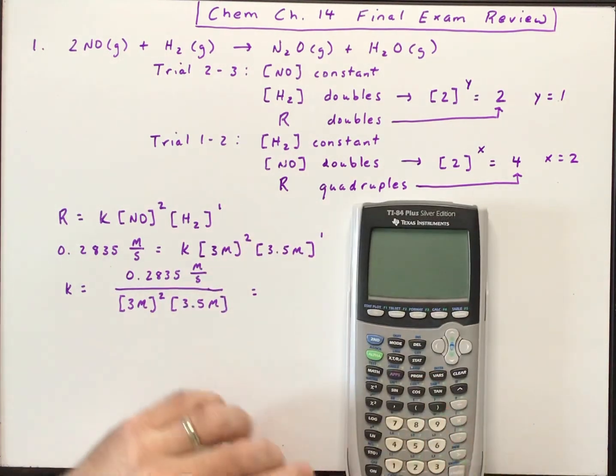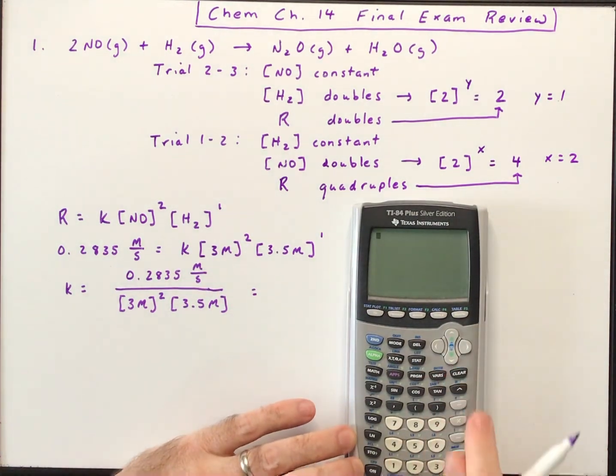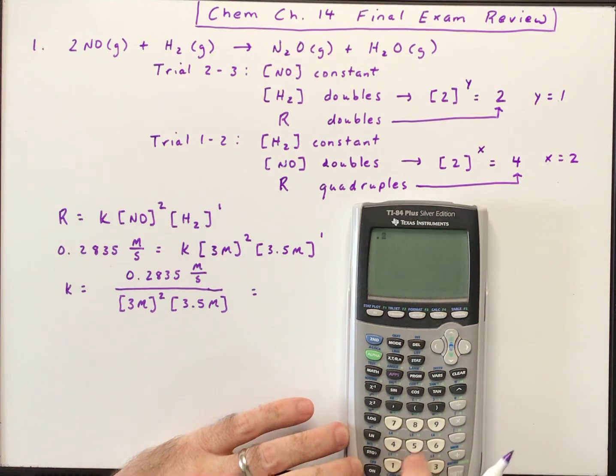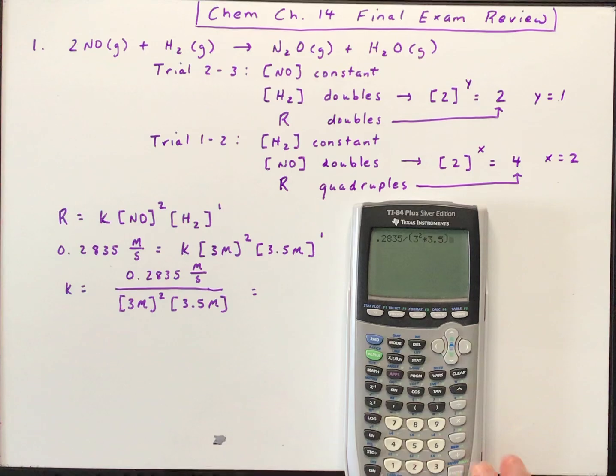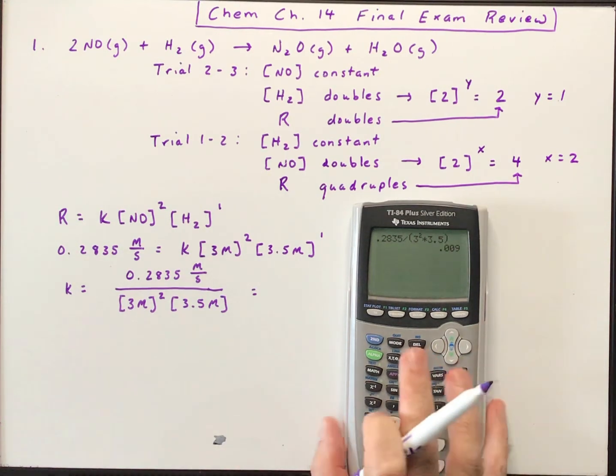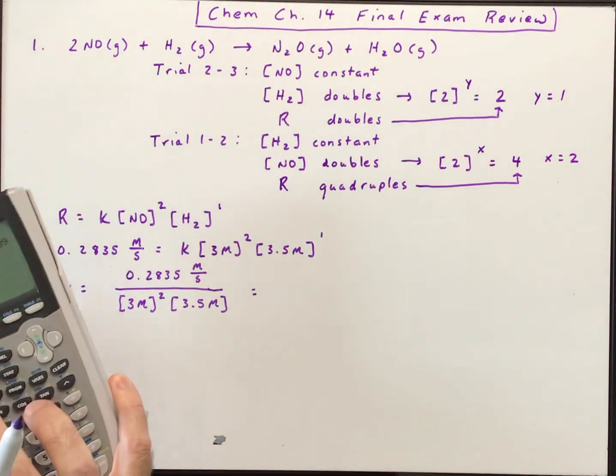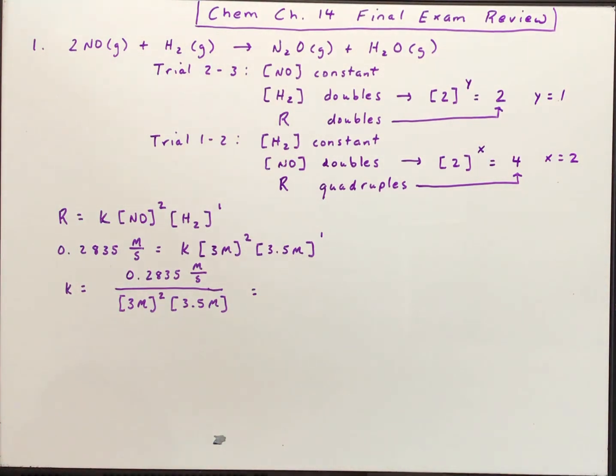Okay, so let's put this in our calculator. So I've got 0.2835 divided by left parenthesis 3 squared times 3.5 right parenthesis. The whole denominator needs to be in parentheses there, or you'll get your order of operations off. So that's 0.009.